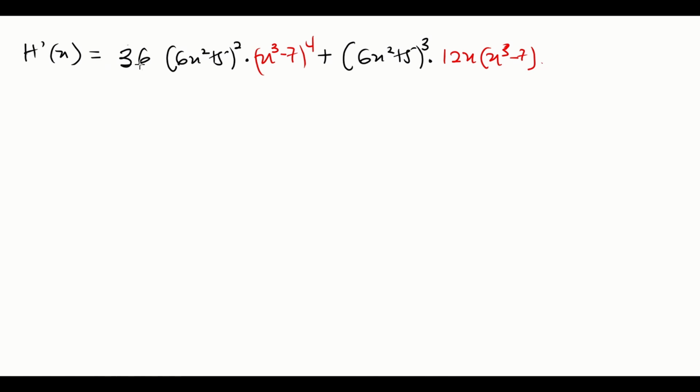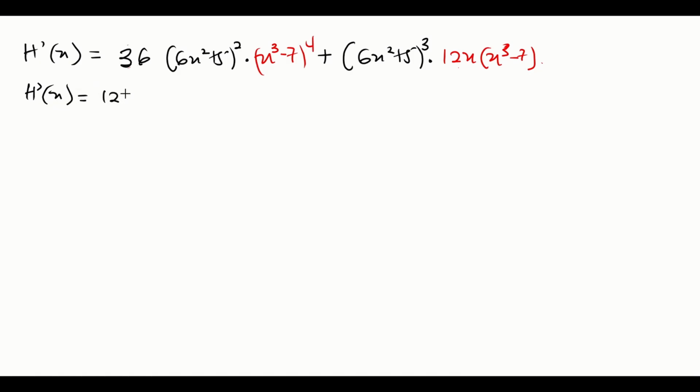Alright, now let's look at the simplification of all this. In this, we can identify that we have 36 here and over here we have 12. There's something that is common here, so we can factor out 12 first. Let's see the things that we can factor out. First, I'm still having my h prime of x, which is equal to, I first have 12.